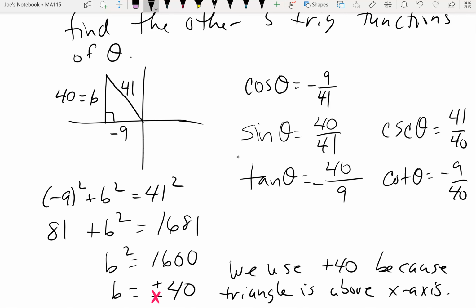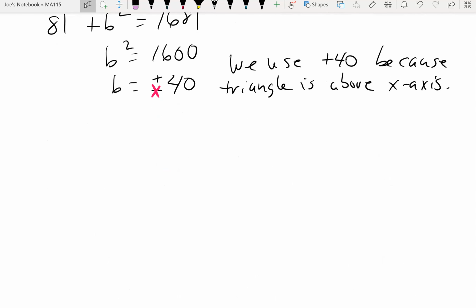This one okay? Any questions on that at all? All right. Well, let's go on then and talk about some new stuff. So 6.4 talks about graphs of trigonometric functions.